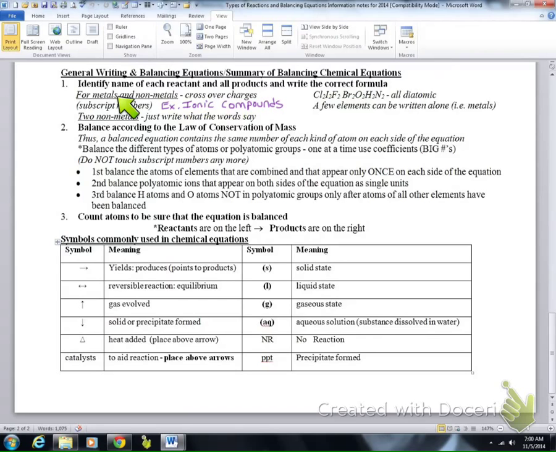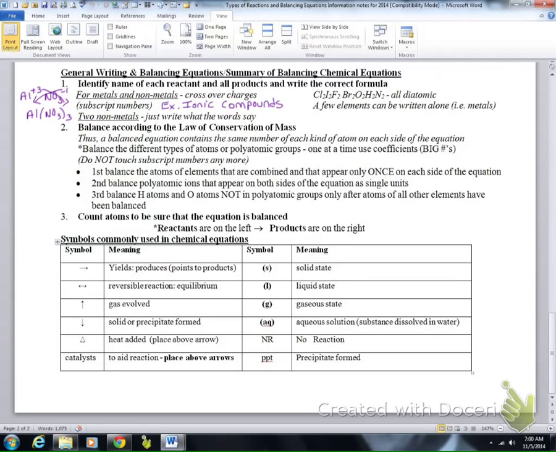Just a reminder, for metals and nonmetals, we're going to cross over our charges to make those the subscript numbers. So for example, those ionic compounds, if I had aluminum nitrate here, I have the Al plus 3, the NO3 minus 1. Just a reminder, we're going to cross over our charges to make our compound look like that. So it's really important that we make sure that we're writing our correct chemical formulas.